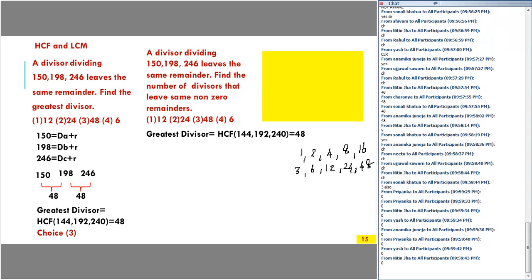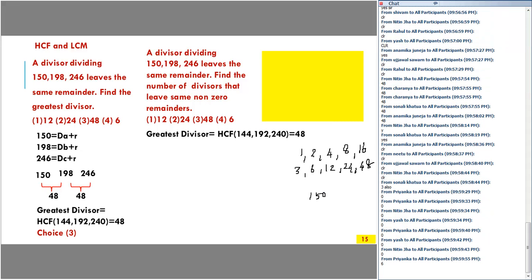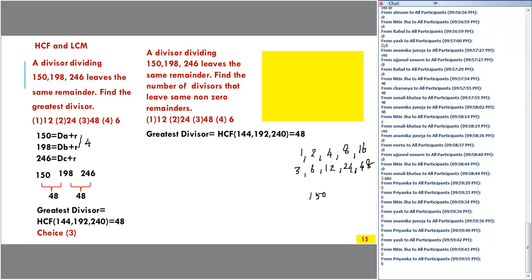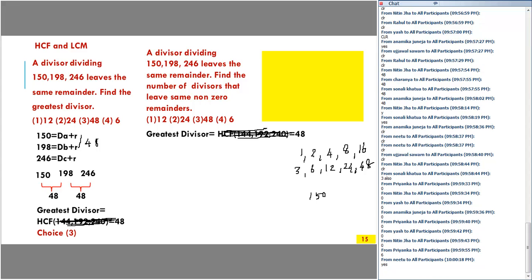How do I eliminate? Take one number, 150, and divide by 48. What's the remainder? Same principle here, subtract these two. I think this is a mistake. Okay, this is a typing error. Sorry. Are you clear? I cut and pasted, that's the problem. Clear? The difference here is 48.